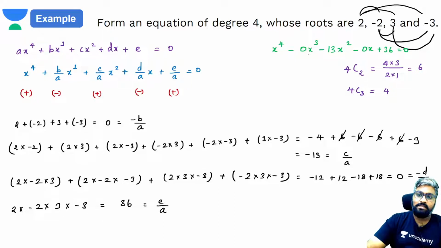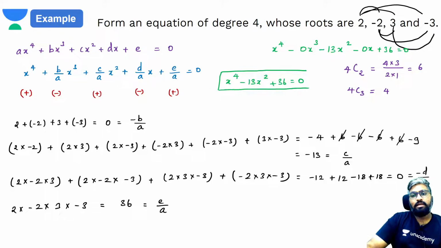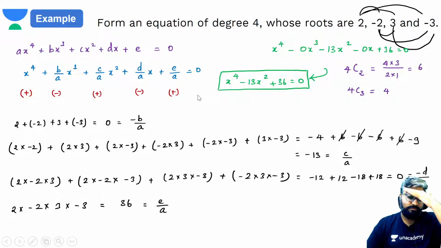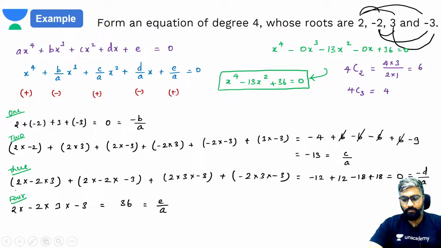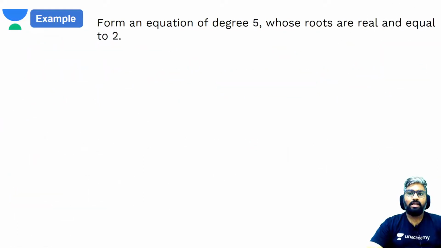Plus 36 is equal to 0. So how will we write this? If the coefficient is 0, you don't have to write that variable. x power 4 minus 13x square plus 36 is 0. This is how our equation will look. Make sense, everyone? Clear, guys? No doubts. So what is this? Taken 1 at a time, taken 2 at a time, taken 3 at a time, and taken 4 at a time. Done? Beautiful. Let's move on to the next question.